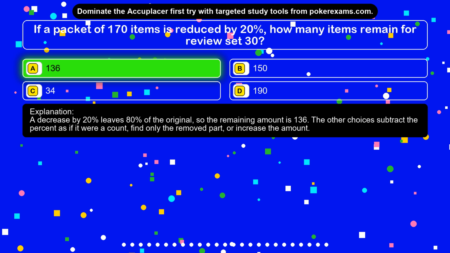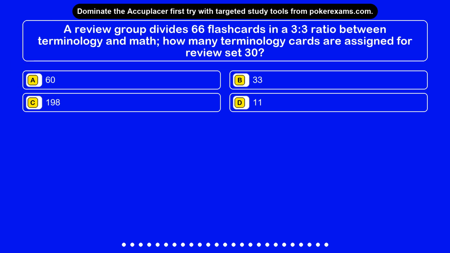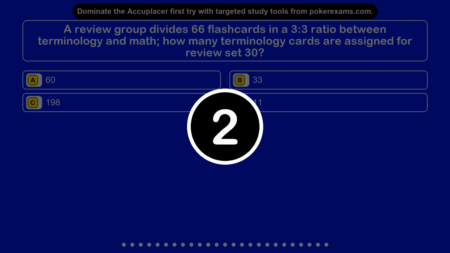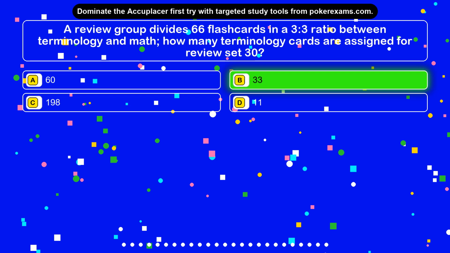Question 5. A review group divides 66 flashcards in a 3:3 ratio between terminology and math. How many terminology cards are assigned for review set 30? Option A, 60. Option B, 33. Option C, 198. Option D, 11. The correct answer is option B, 33.